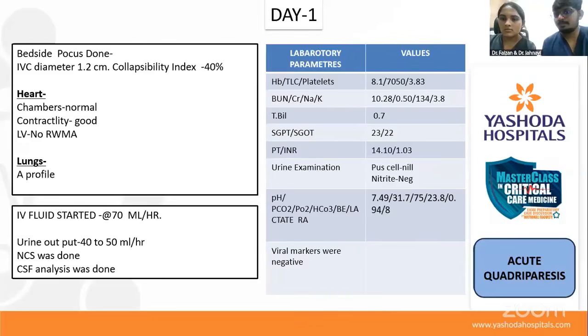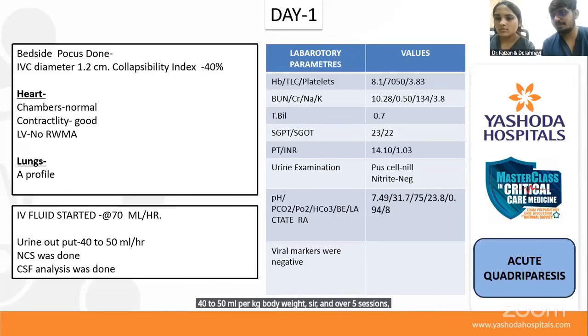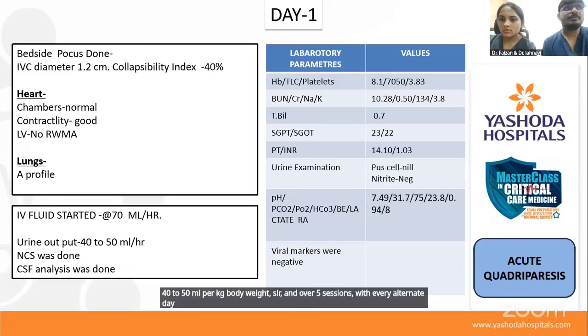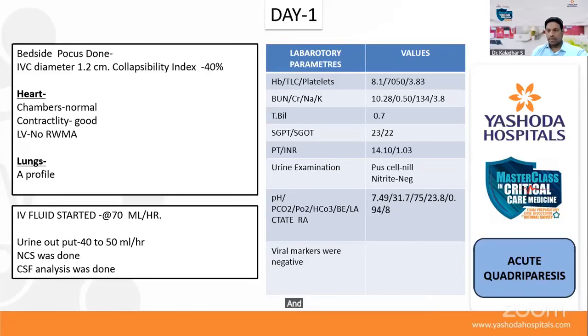And how do you perform it? 40 to 50 ml per kg body weight, sir. And over 5 sessions, one with every alternate day. And what is the reason for performing every alternate day? Why can't we perform every day?